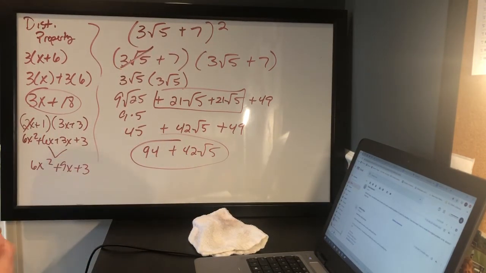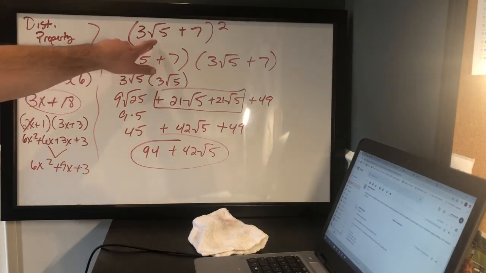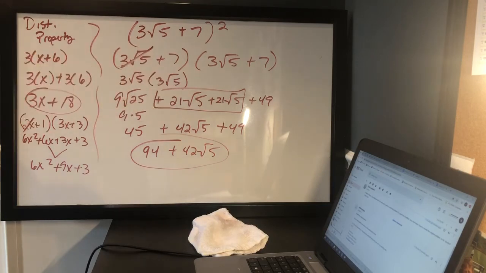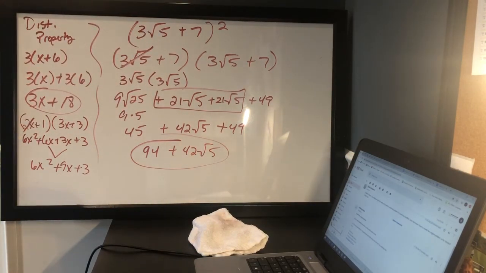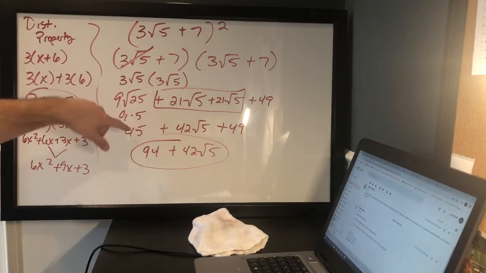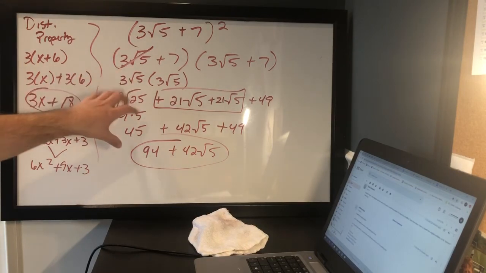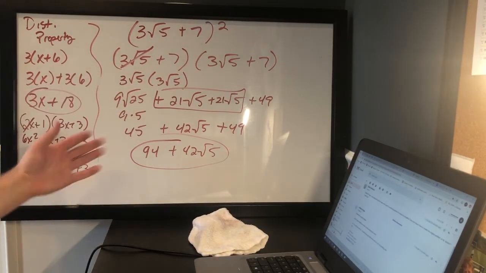Guys, really, when you're doing these things, the only difference is that instead of having a variable here, you just have the radical sign. So just multiply, distribute, do what they're asking you to do, and then simplify where you can. Write everything out and take your time, all right? And you guys will be able to do these.